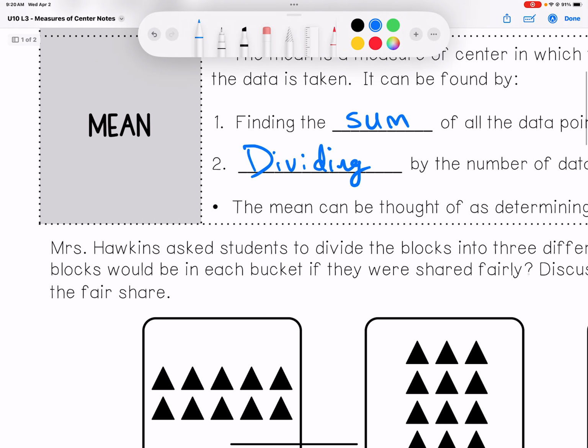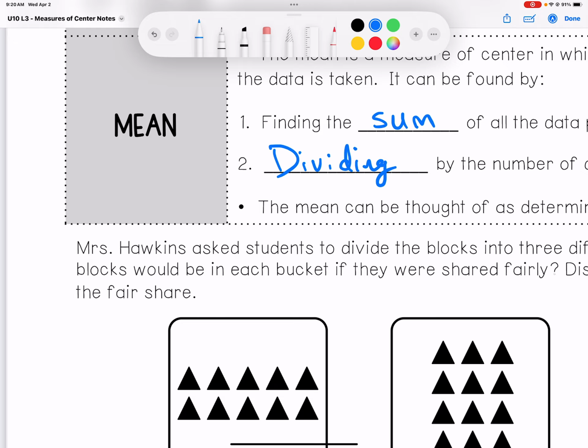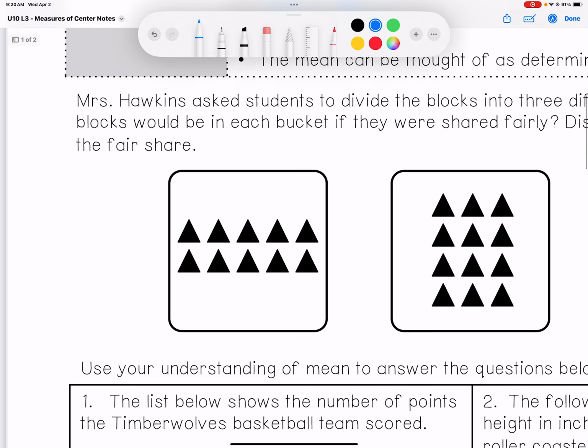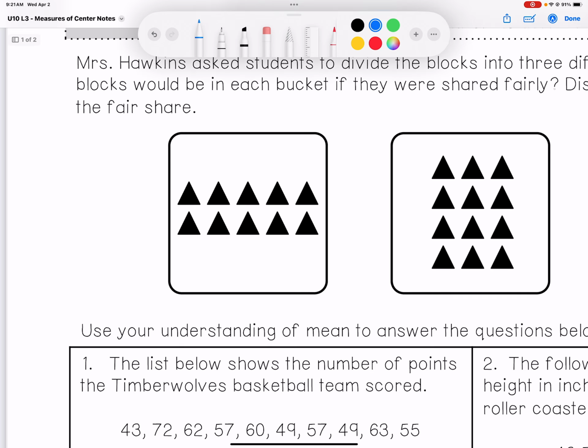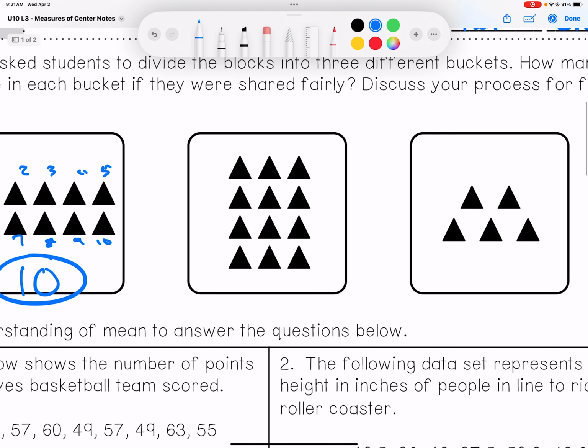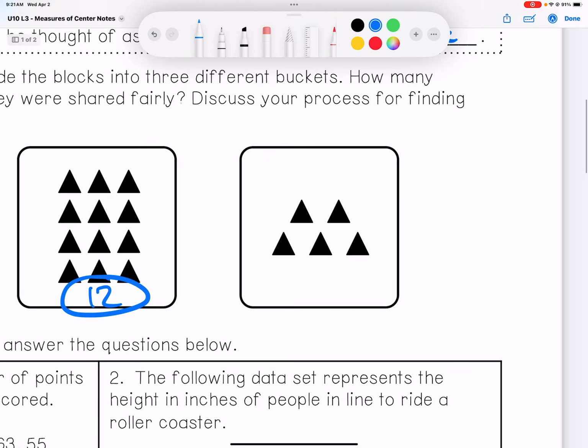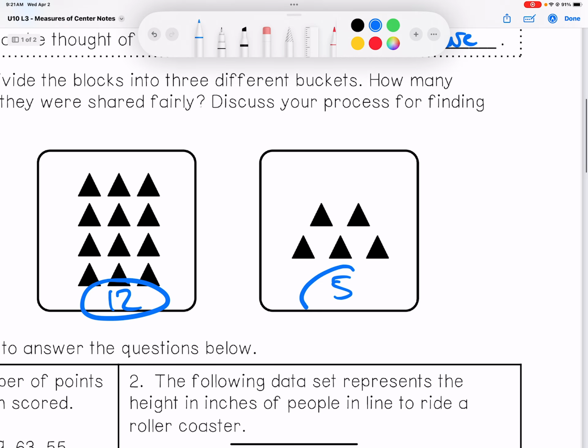All right, so Ms. Hawkins asked students to divide the blocks into 3 different buckets. How many blocks would be in each bucket if they were divided or shared fairly? Discuss the process for finding this. Well, how many are in each bucket? First of all, let's count. 1, 2, 3, 4, 5, 6, 7, 8, 9, 10. There's 10 in that one. In this one, there's 4 rows of 3, which makes 12. In the next one, there is 5.